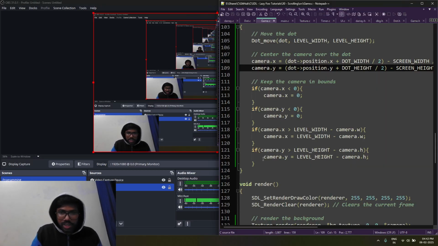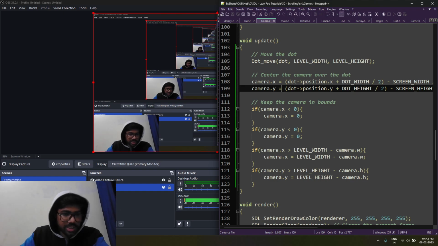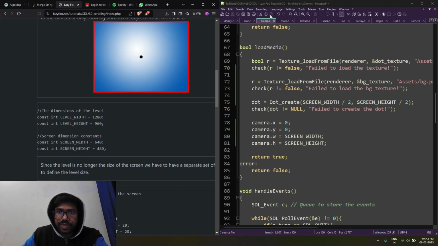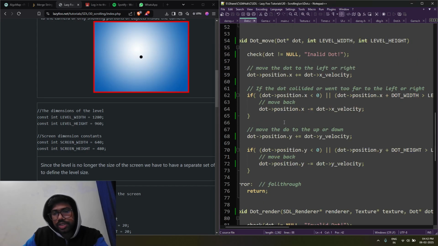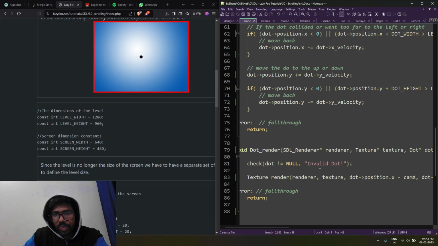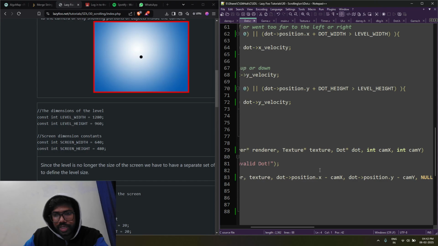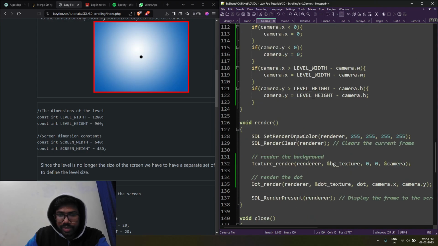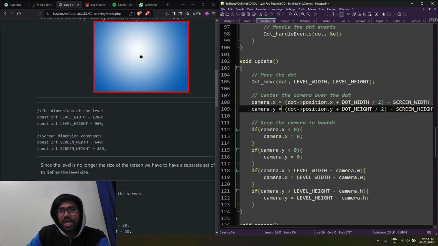Okay, now maybe I'll understand now. Why are we subtracting the camera position? We didn't do it, right? Dot position minus camera position. Okay, and what is going on behind the camera setup that we do? We center it.